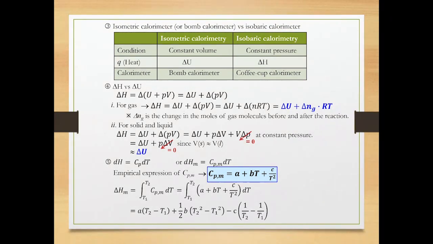The difference between the heat capacity at constant pressure and the heat capacity at constant volume is nR. Likewise, the difference between the molar heat capacity at constant pressure and the molar heat capacity at constant volume is R. I will prove this later in this chapter.